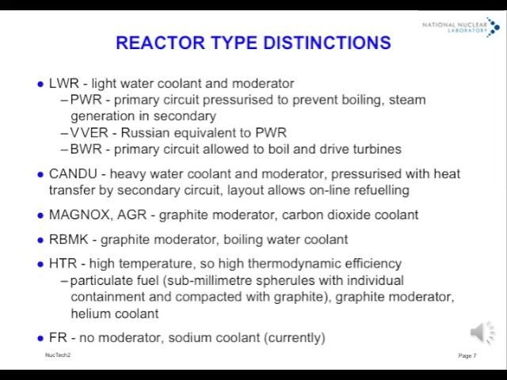Various types used for power generation are commonly known by acronyms. LWRs, light water reactors, with ordinary water as both coolant and moderator, include PWRs, VVERs in Russia, pressurized in the primary circuit to prevent boiling, raising steam in a secondary circuit to feed the boilers, and BWRs, boiling water reactors, in which the primary coolant is allowed to boil and drive the turbines directly.